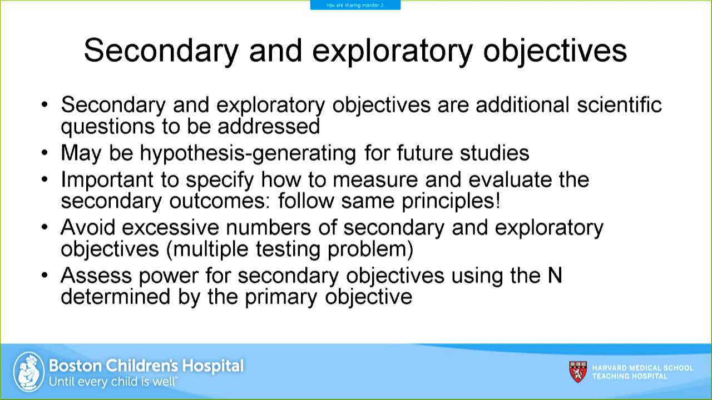And generally, we would suggest that you still assess power for these secondary or exploratory objectives using the sample size that you've determined from your calculation for the primary objective. So do you have sufficient power to address all these additional objectives given a certain sample size?